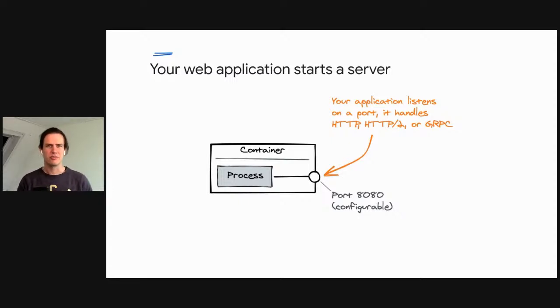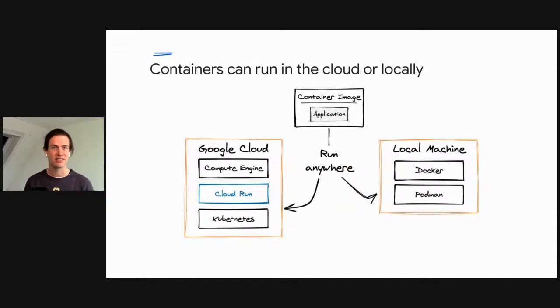Besides the requirement for an HTTP server that listens on the correct port, there's no restriction, right? Your binaries need to be compiled for Linux, but no Windows containers, sorry. But you can use any programming language using any binary dependency. If it runs in a container, it runs in Cloud Run. And that's super powerful because containers can run anywhere. Once you have your web application packaged in that container image, on Google Cloud, it can go to Compute Engine, to Cloud Run, to a Kubernetes cluster, to a different vendor. And on your local machine, you can use Docker or Podman, which both are container runtimes.